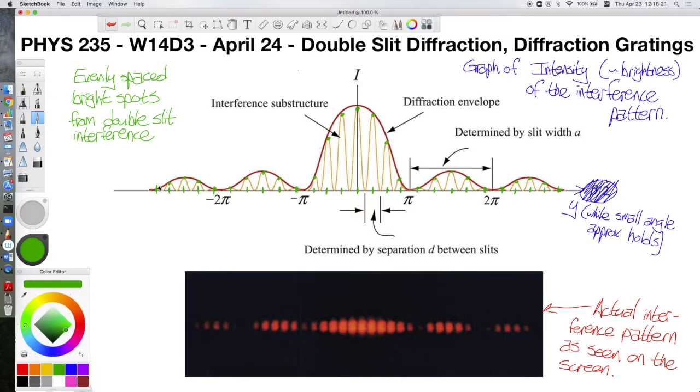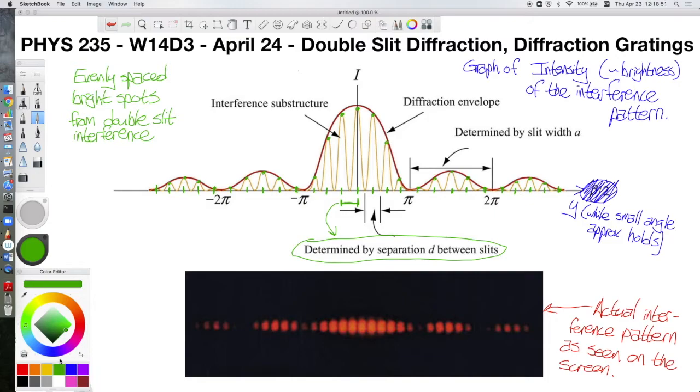And since this is the double slit pattern, the spacing here is determined by the separation between the slits. So they've labeled this distance here, right here, as a distance between dark spots, but the distance from dark spot to dark spot is the same as the distance from bright spot to bright spot for this. So we could also look at this distance right here. It's determined by the distance between the slits.